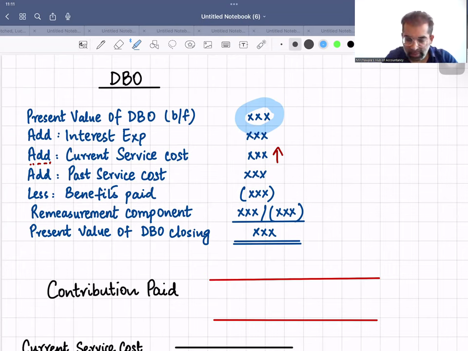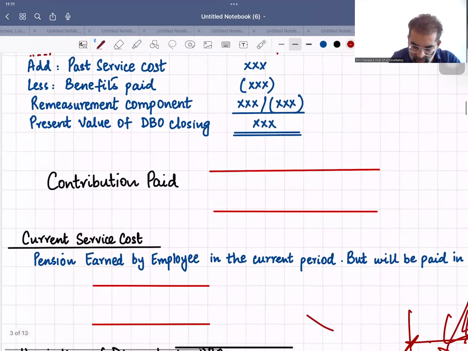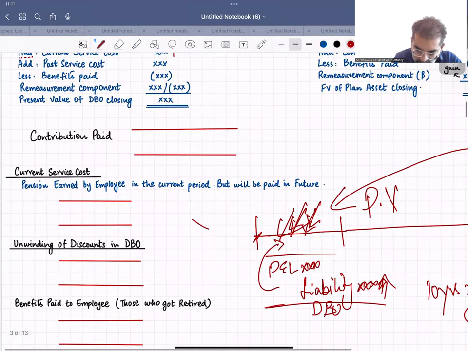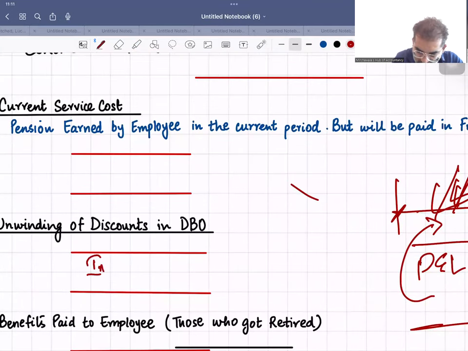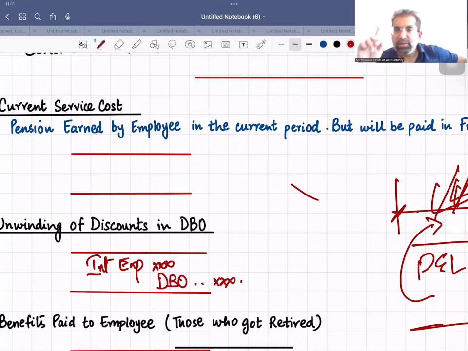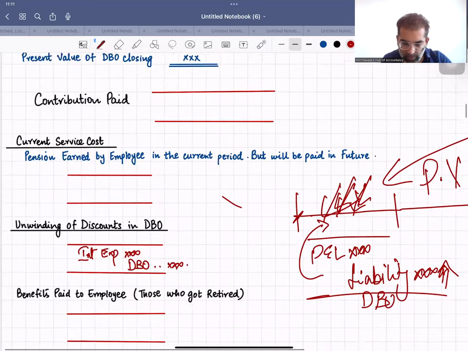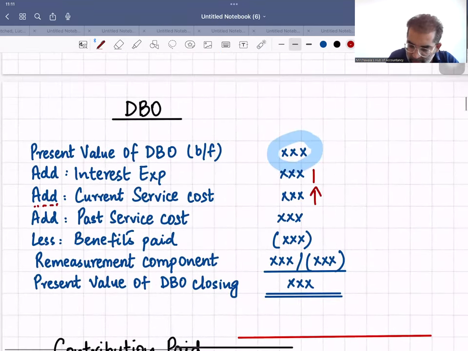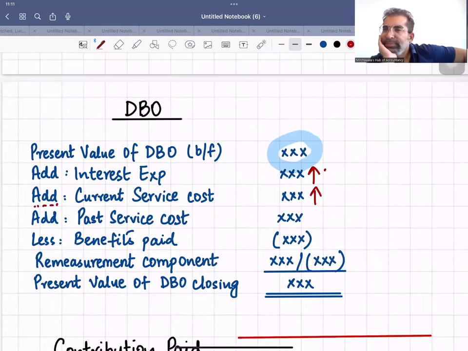And for unwinding of discount, the entry is, hope you remember: interest expense debit and liability, meaning DBO, defined benefit obligation, credit. So interest expense debit and credit DBO. So your liability will go up automatically because of interest expense. Hope you remember through your basics the meaning of unwinding of discount. This is a very basic thing, please.